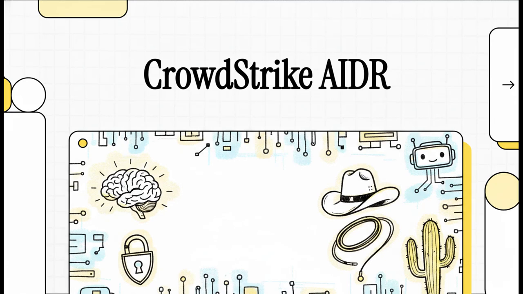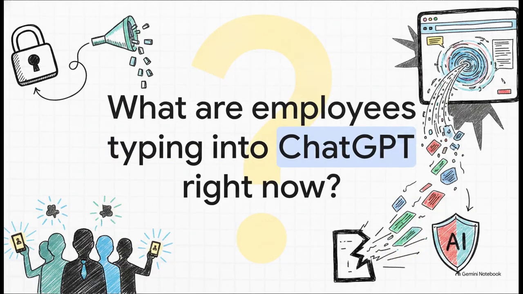Welcome to today's explainer on CrowdStrike's new AI detection and response, or as we'll call it, ADR. Today, we're exploring how security teams are trying to lock down what honestly feels like the Wild West of workplace AI interactions. So let's dive right into this brand new frontier of cybersecurity. It's a pretty critical question to ask yourself, isn't it?